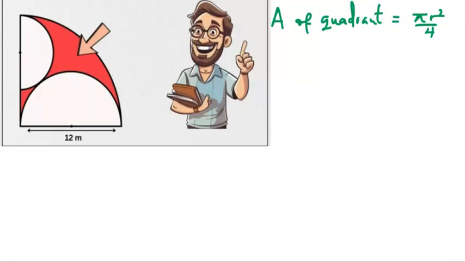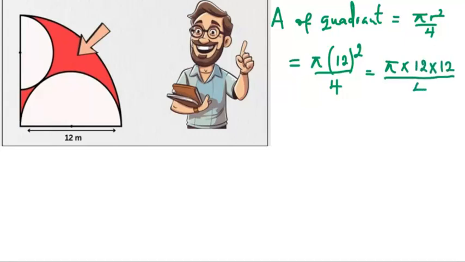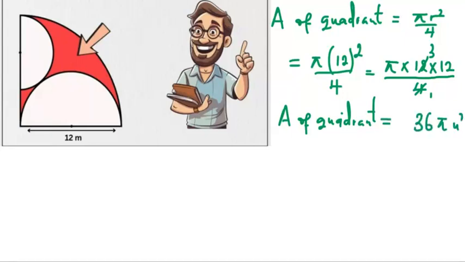So therefore, the area here is going to be equal to pi times the radius, 12, squared, divided by 4. So 12 squared is the same as 12 times 12, then divided by 4. So 4 here, 4 here will give us 3. So you see that the area of the quadrant is equal to 36 pi square units. So this is the area of the quadrant.